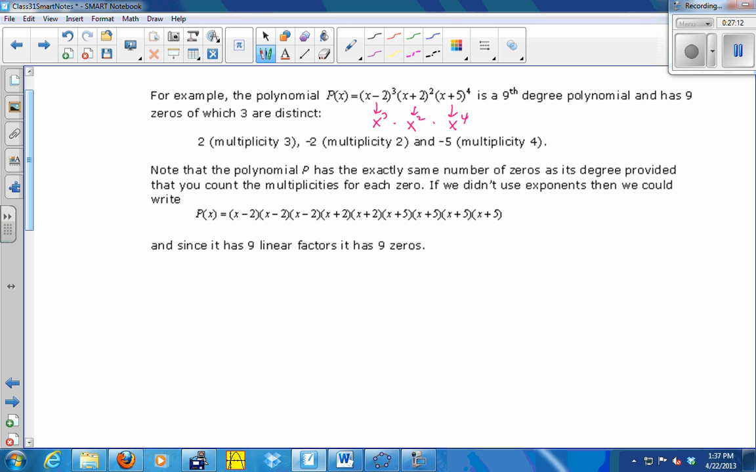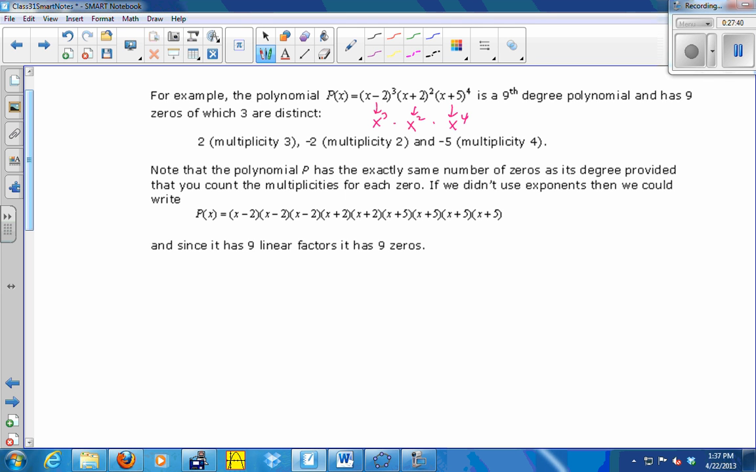So this guy has 3 distinct zeros. It has a 0 at x equals 2 with multiplicity 3, because that's a factor 3 times. It has a 0 at negative 2 with multiplicity 2, because x plus 2 is a factor twice. And it has a 0 at negative 5 that has multiplicity 4, because x plus 5 was a factor 4 times.